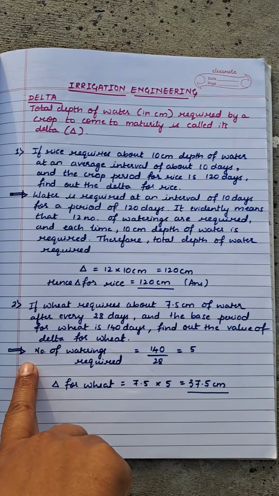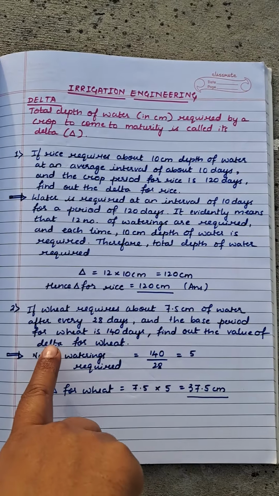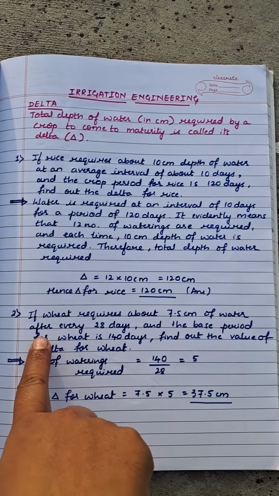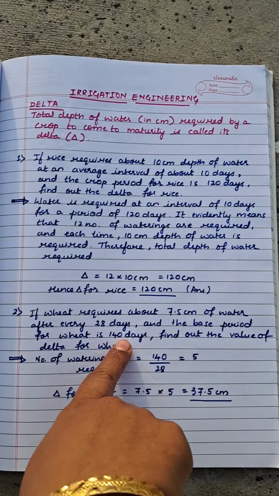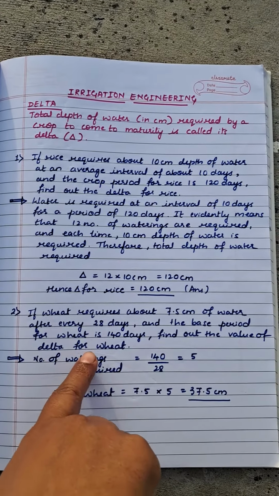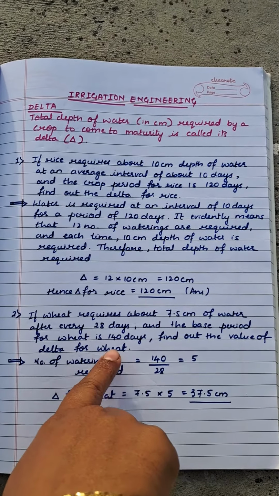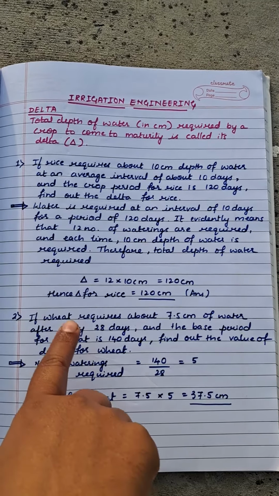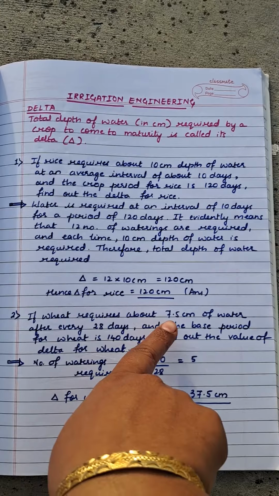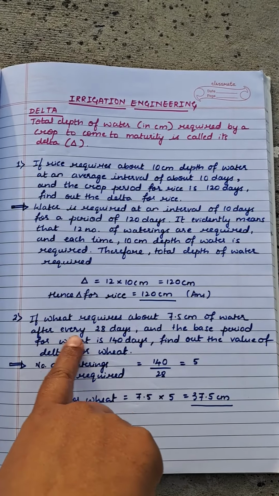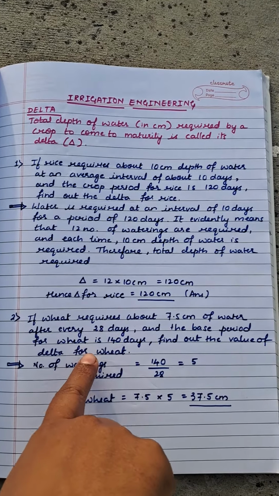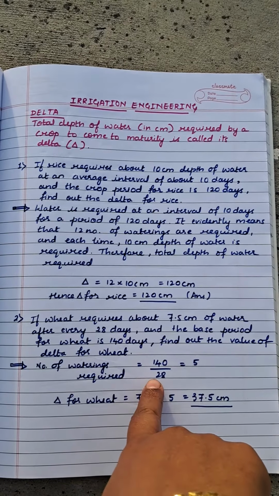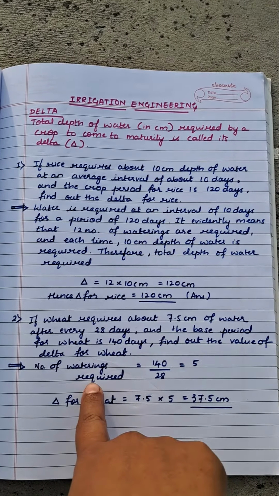Second is: if wheat requires about 7.5 centimeter of water after every 28 days and the base period for wheat is 140 days, find out the value of delta for wheat. So first we always need to calculate the number of waterings required. Here they have mentioned that wheat requires 7.5 centimeter of water after every 28 days. So for 140 days, 140 divided by 28 means 5 waterings are required.